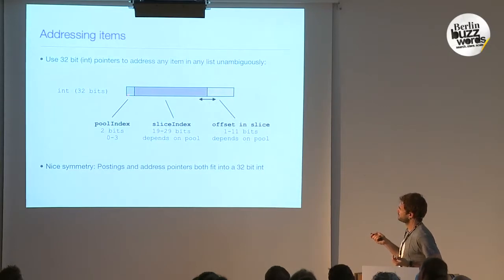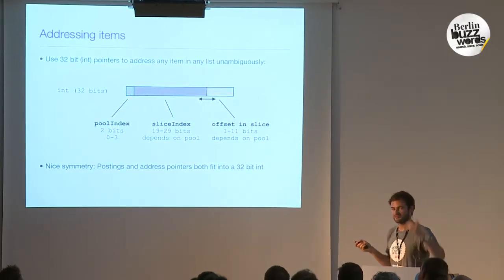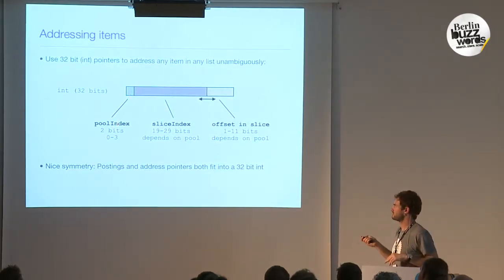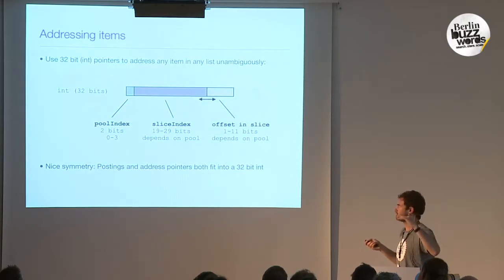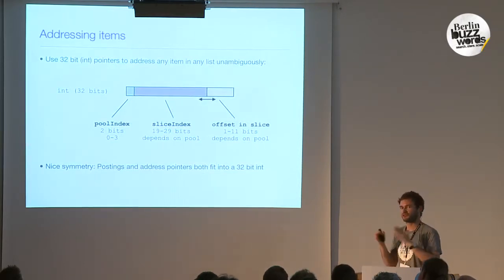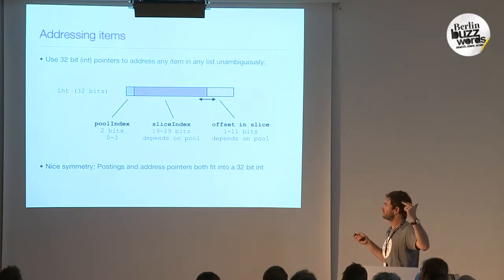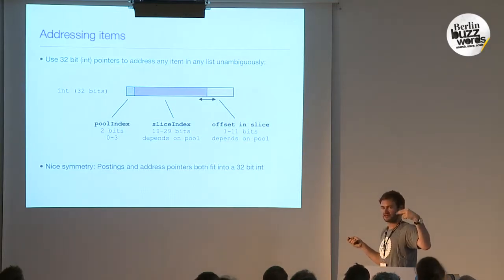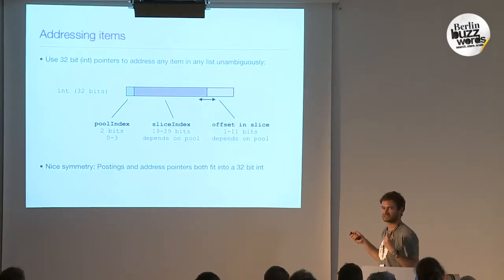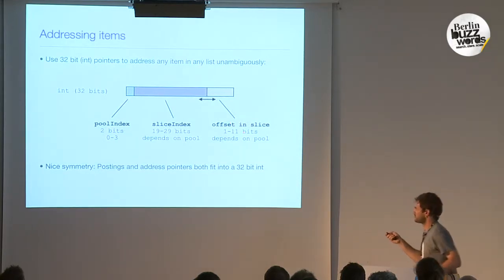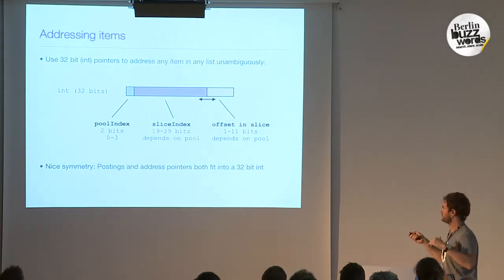The upper 2 bits here are for the pool index, and remember we have 4 pools, so 2 bits are enough to encode which pool we are on. Depending on which pool, we also know the size of a slice. So for example, if we are on the highest pool, then we know that the size of a slice is 2 to the power 11. So we need 11 bits in this case to address a certain offset within that slice. And so depending on which pool, we use that many bits for the slice offset.